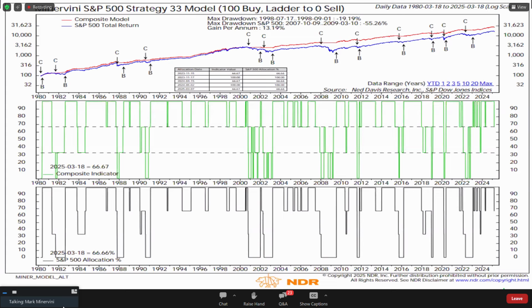Very long term in nature. You only get signals once a year, once every couple of years. If you go back to the 1990 buy signal, that stayed in a buy signal all the way till 2000. So it was a 10-year buy signal.